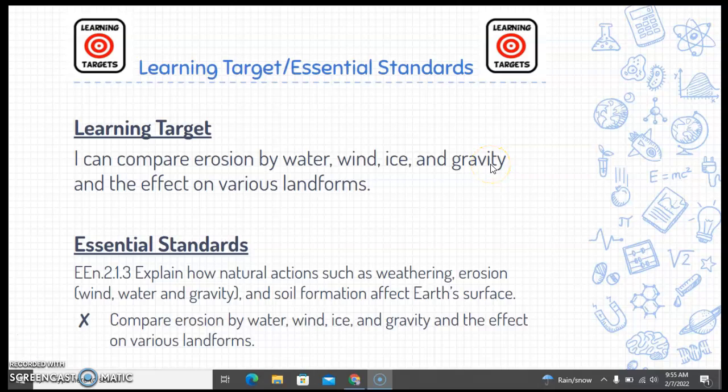What we're going to cover today is erosion. Our learning target today is: I can compare erosion by water, wind, ice, and gravity. And with those four types of erosion, we're going to see how it affects various landforms.